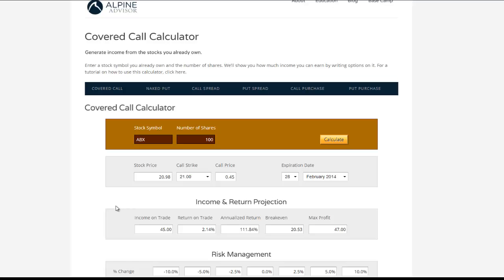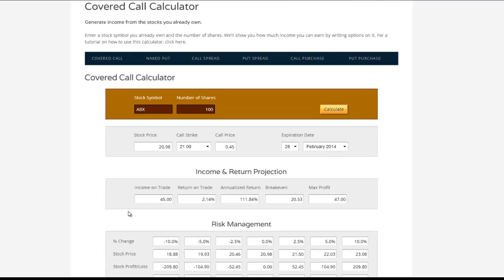The next part of this is the income and return projections. The income on the trade that you will get if we did this trade right now would be $45, which is nothing more than 45-cent call premium times 100 shares. The return on the trade for the next 7 days is 2.14%. You annualize that 2.14 out over the year, and that's 111%.